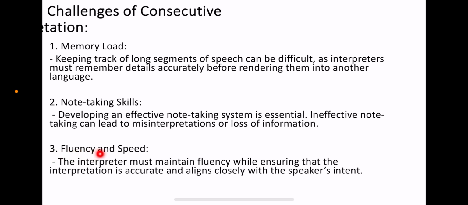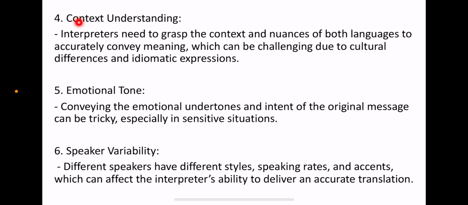Number 3, fluency and speed. The interpreter must maintain fluency while ensuring that the interpretation is accurate and aligns closely with the speaker's intent. Number 4, context understanding. Interpreters need to understand the context and nuances of both languages to accurately convey the meaning, which can be challenging due to cultural differences and idiomatic expressions.